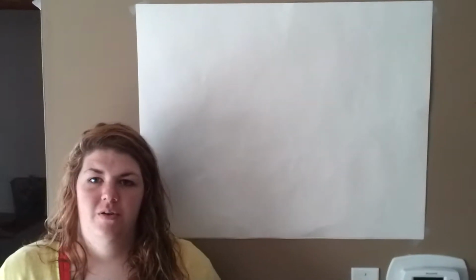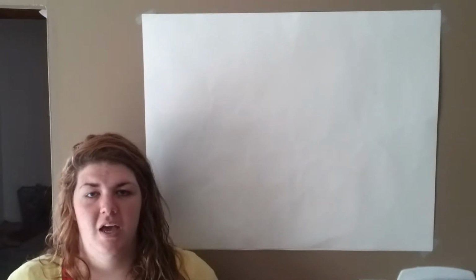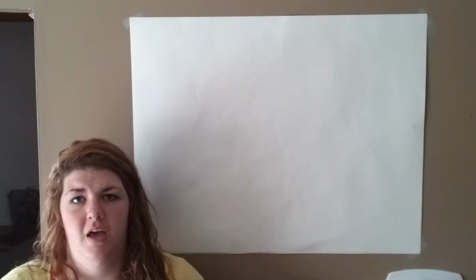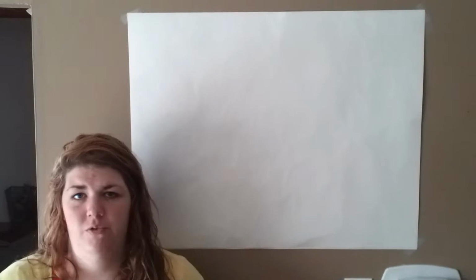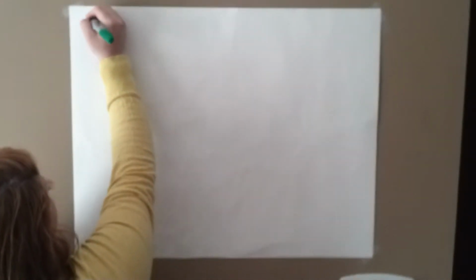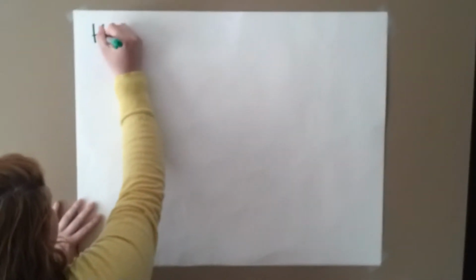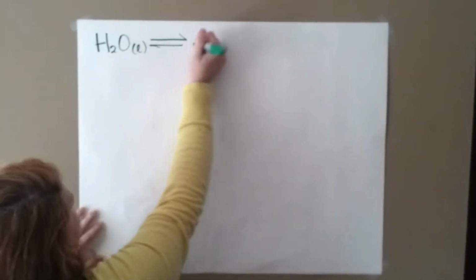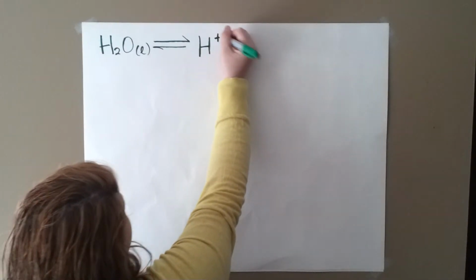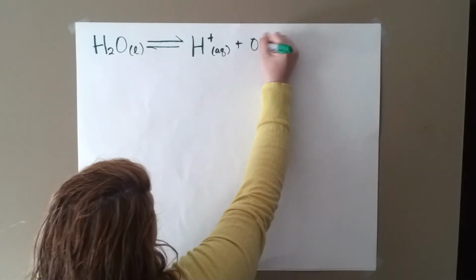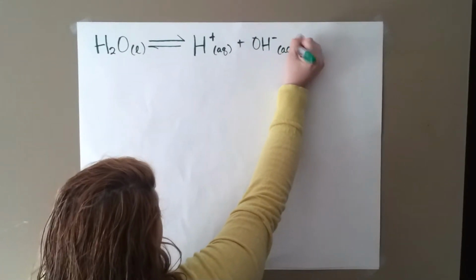Today I'm going to show you about Ka, Kb, and Kw and the relationships among them, and how they're useful when solving equilibrium problems. So if we take the dissociation of liquid water, that's going to break up into its ions of H+ aqueous and OH- also in the aqueous phase.